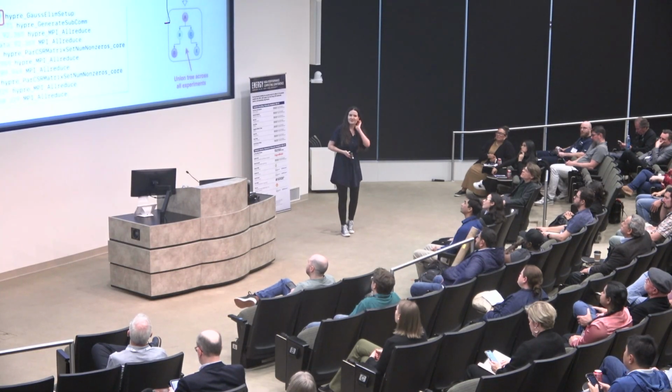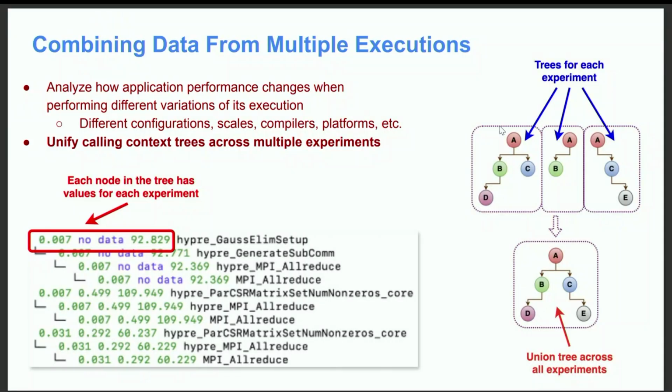The last thing I want to mention is the work I did at Lawrence Livermore last summer. We also support combining the data from multiple executions. We have an application whose performance we want to analyze, but we're interested in how the performance is affected if I compile my application with different compilers, if I execute on different platforms, if I run on different scales, and if I run with different input arguments.